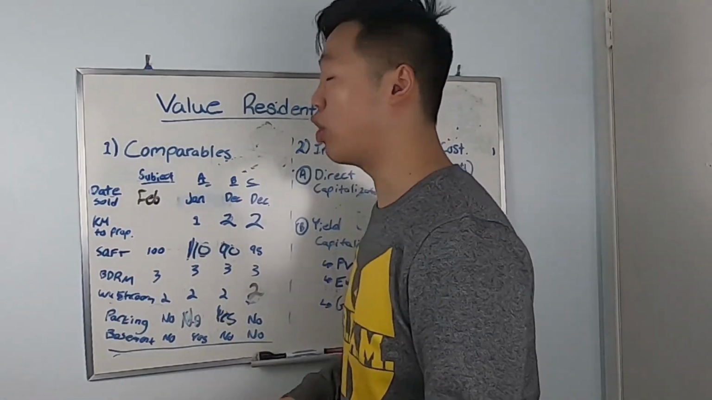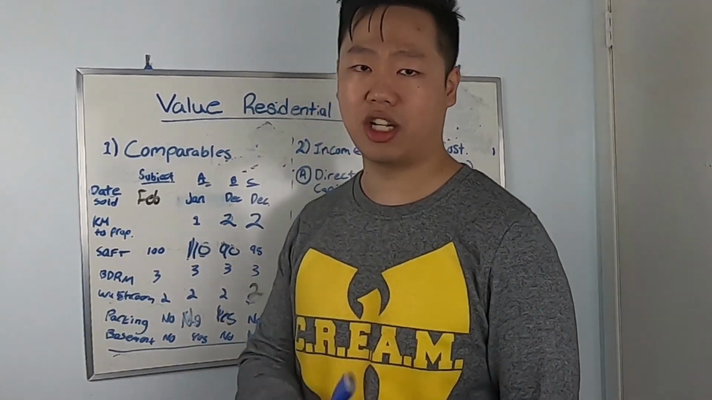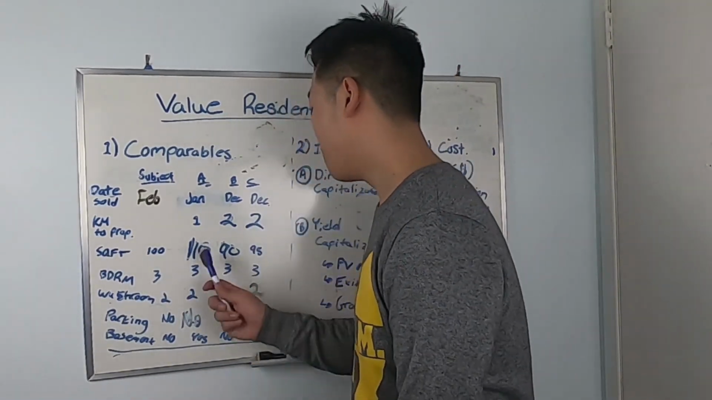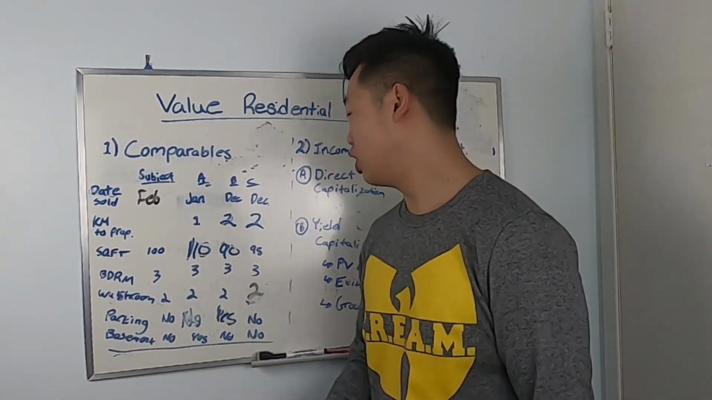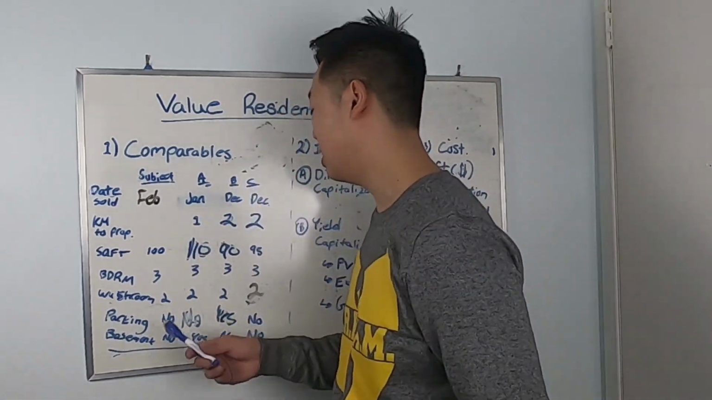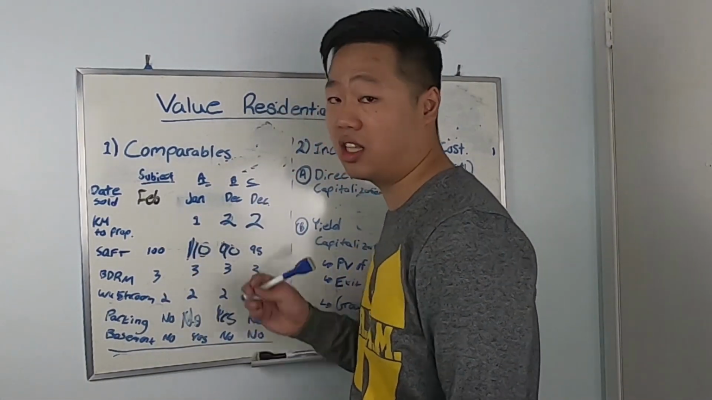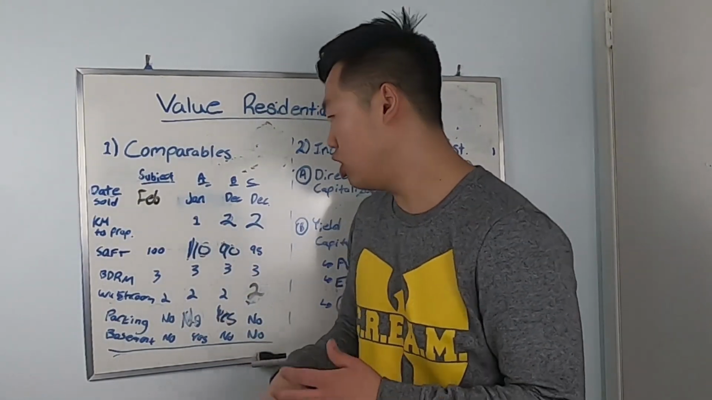They also look at the square feet of livable area in the properties, right? So let's say the subject property has 100 square feet of livable area. A has 110, B has 90, C has 95. So this is not necessarily apples to apples, just because the subject property has 100 and A, B, and C, the other comparable properties, have different square feet of living area. So how do we make this comparable?